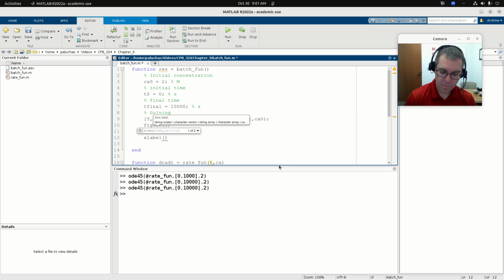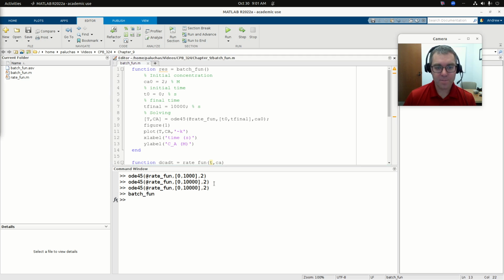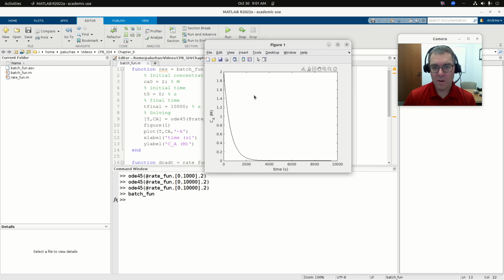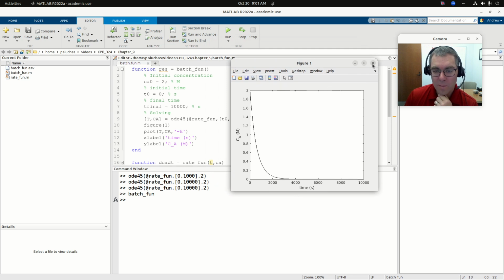The x label is going to be time in seconds. The y label will be the concentration of A, and that's going to be in molar. Cool. This is just saying you're not outputting anything, and that's fine for now. But if I run it, now I have a plot that looks just like my other one, concentration of A in molar versus time t in seconds. Great. Now I'm going to make some tweaks.